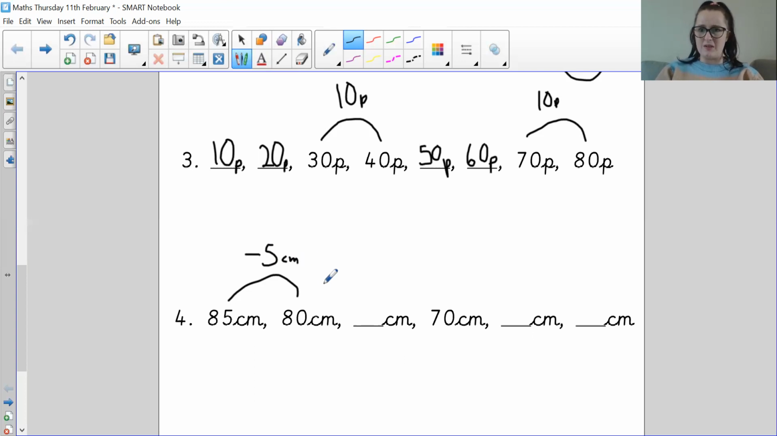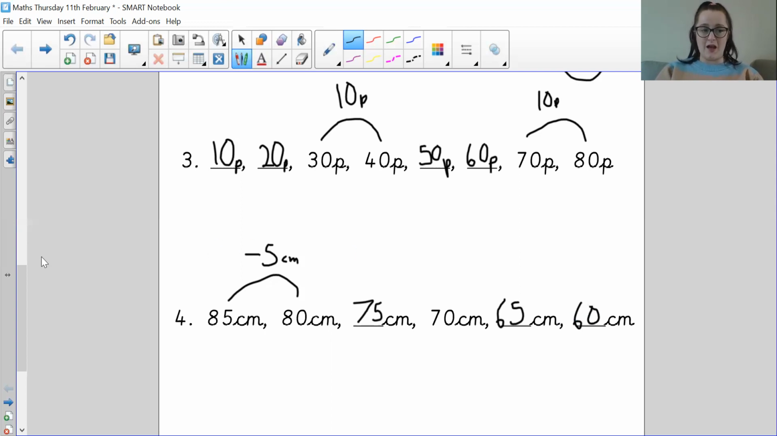So let's try and work out the missing one. So 5 from 80 centimetres would be 75 centimetres. Then 70 centimetres, then it would be 5 from 70: 70, 69, 68, 67, 66, 65 centimetres, using my fingers to help me, using what I've got available. And then another 5: 64, 63, 62, 61, 60 centimetres. Super duper dupe.